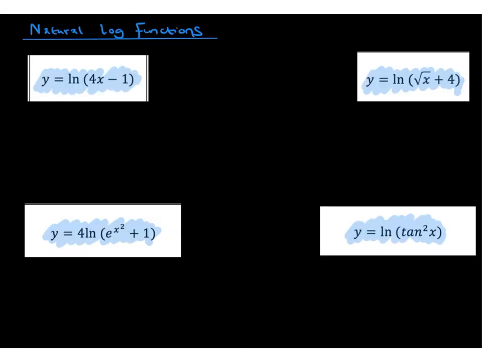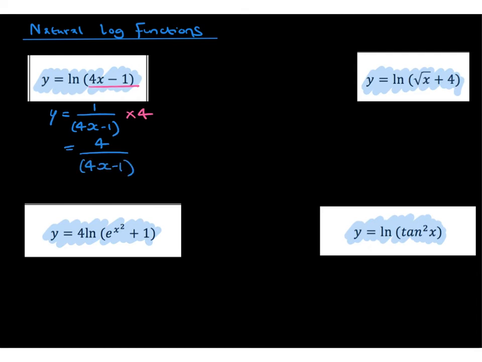So differentiating natural logarithm functions, we know they differentiate to 1 over the something, which in this case is 4x minus 1, multiplied by the derivative of the inner function, which is 4, and we end up with 4 over 4x minus 1.